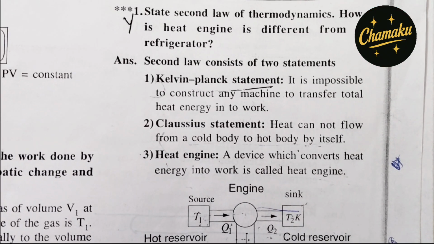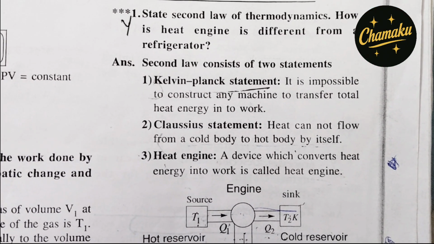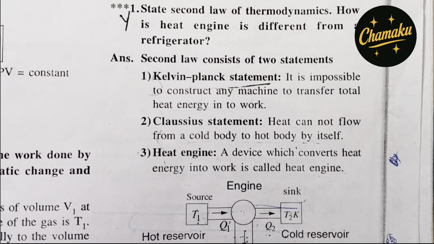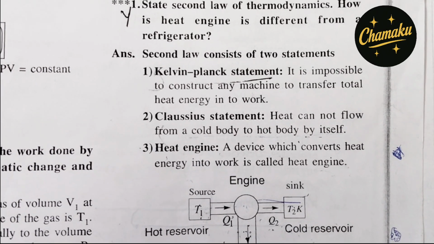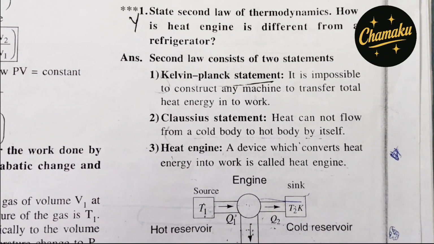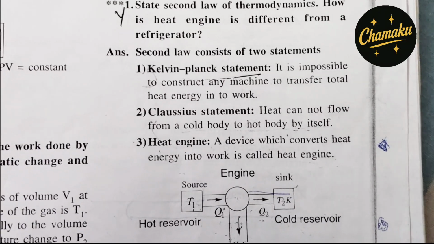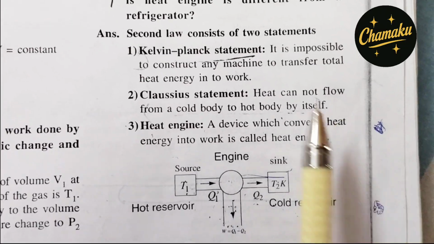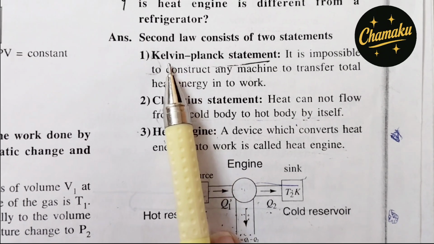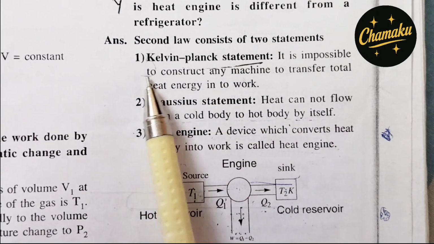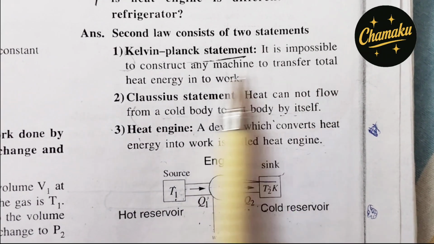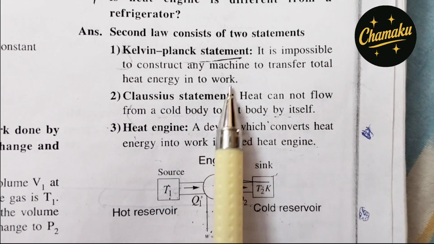This is the first question. State the second law of thermodynamics. How is a heat engine different from a refrigerator? So first we have to state the second law of thermodynamics, which consists of two statements. First is the Kelvin-Planck statement: it is impossible to construct any machine to convert total heat energy into work.